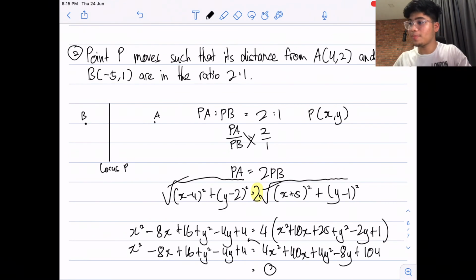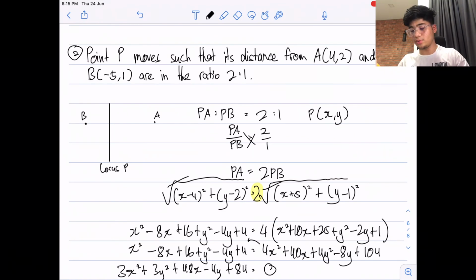4y plus 4. But you should be left with this answer, which is 3x squared plus 3y squared plus 48x minus 4y plus 84, alright, equal to 0. Always keep that in mind. And don't forget, I arrange my things by power and then finally with no power.